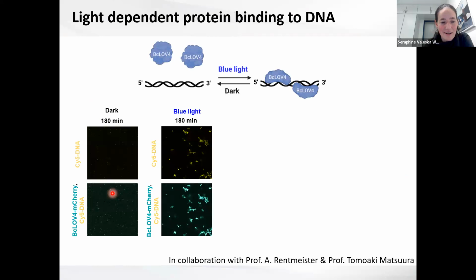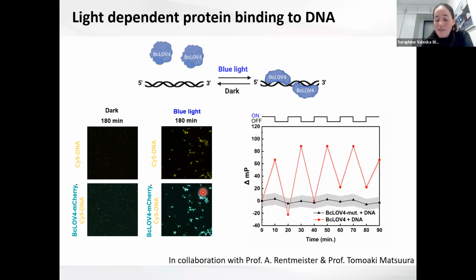This project started off with a very interesting observation that we had with one of our photoswitchable proteins called BCL4. This protein is different from all the other ones that I told you about. We saw that it binds to DNA under light. Here in the dark, you see that we have a Cy5 labeled DNA, and when we add BCL4 with the mCherry tag, you see that not much happens. But if we incubate these samples under blue light, you see aggregates of DNA that are co-localized with the BCL4 protein.